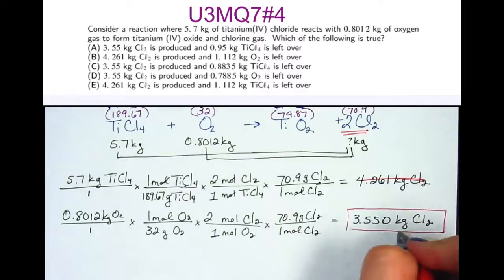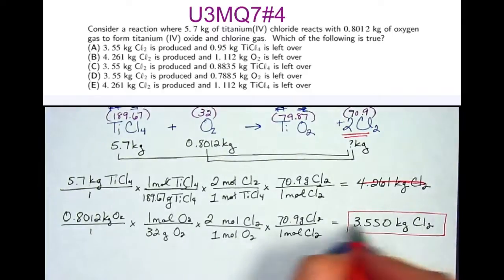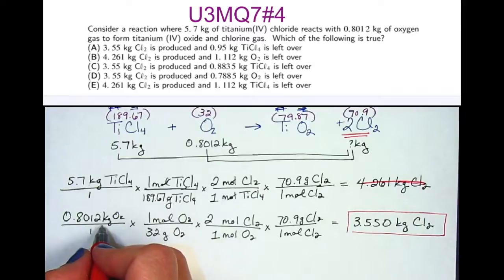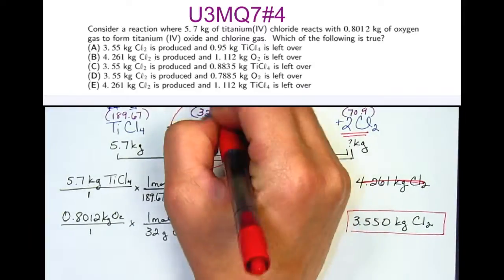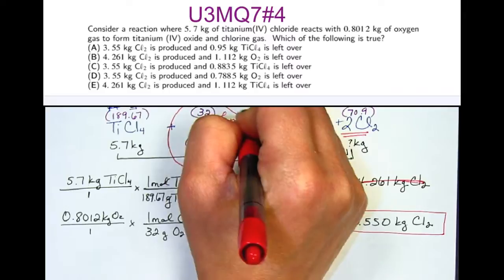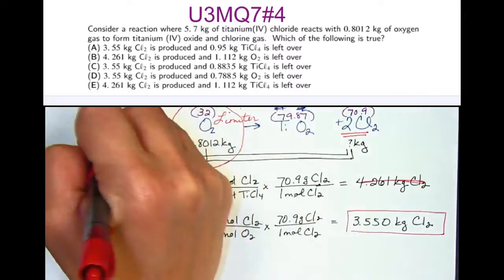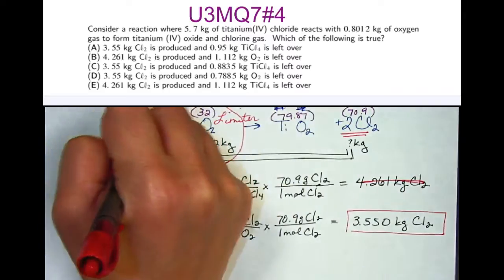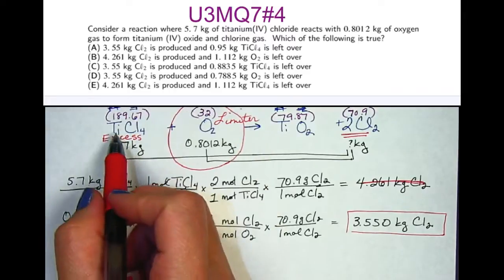So of these two, the smaller amount is the true theoretical yield, and the other is nothing. So this is how much of the chlorine we are going to yield, and so we used oxygen to find that amount, which makes oxygen my limiter, which means I have excess amounts of titanium 4 chloride.